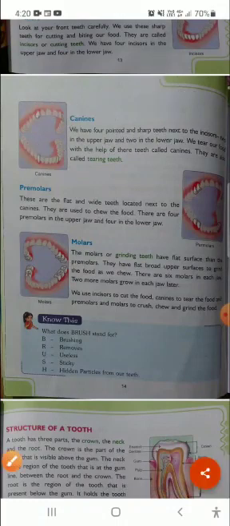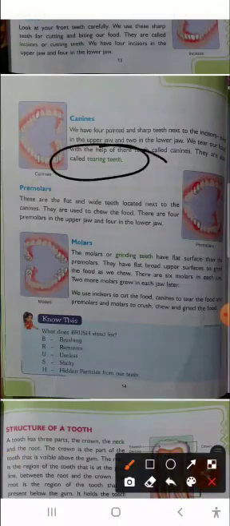We tear our food with the help of these teeth called canines. They are also called tearing teeth. When we eat meat, some kind of flesh or some hard substance, we bite through our canines, because these are tearing teeth.